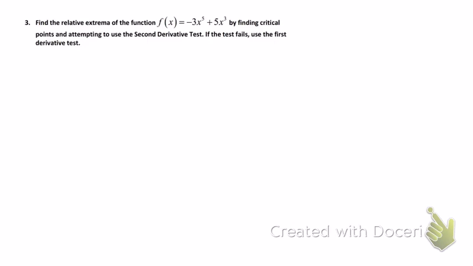We are going to try to use the second derivative test to look for minimums and maximums here. So the first thing we have to do is to find the first derivative. And once I do that, then I'm going to set that first derivative to 0, so I'll get the critical numbers to start with.